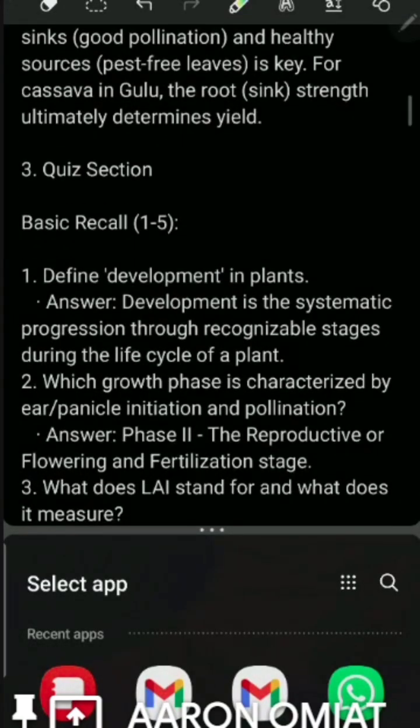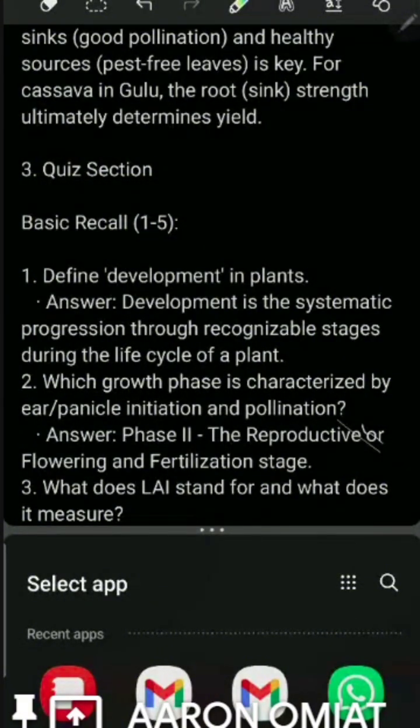What does LAI stand for and what does it measure? Amina, are we together? Yes. Okay, Agaton, help us with that one. We are together. I'm on. Okay. What does LAI stand for and what does it measure?